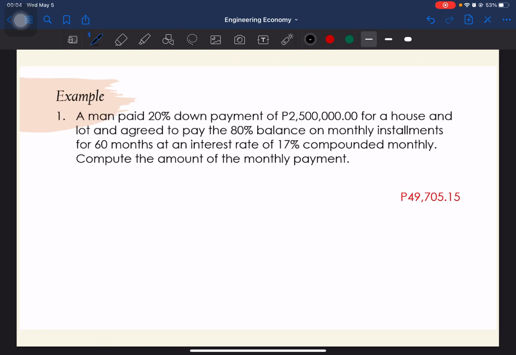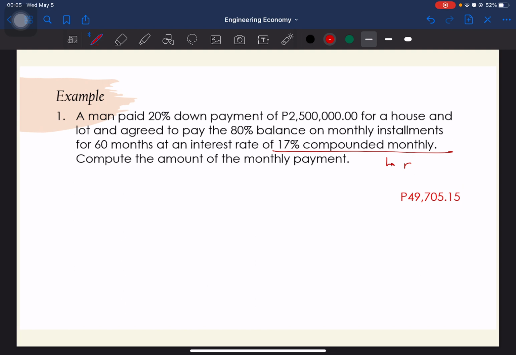So, dito sa example number 1, ang sabi, a man paid 20% down payment of 2,500,000 pesos for a house and lot and agreed to pay 80% balance on monthly installments for 60 months at an interest rate of 17% compounded monthly. Okay? Ito yung ating nominal interest rate R. So, compute the amount of the monthly payment. So, kung titignan mo to, kaya sabi ko, favorite ko yung eco na math. Kasi this is very practical. Kasi this is about buying real estate. Okay? Which is, gagawin nyo rin in the future.